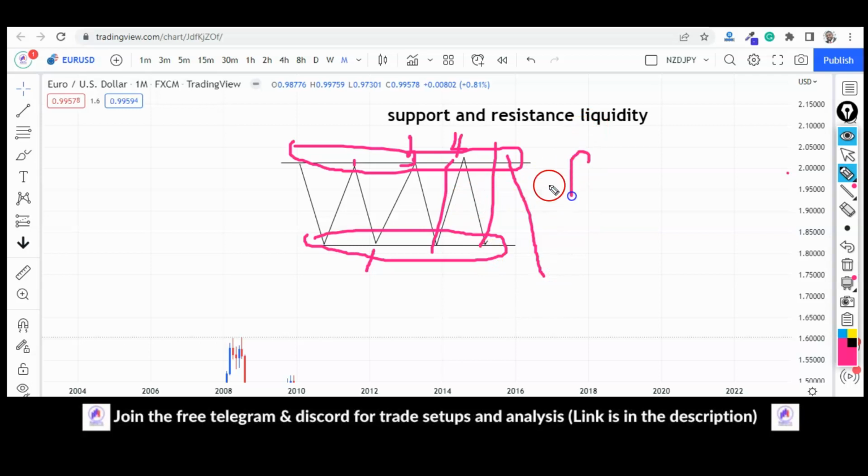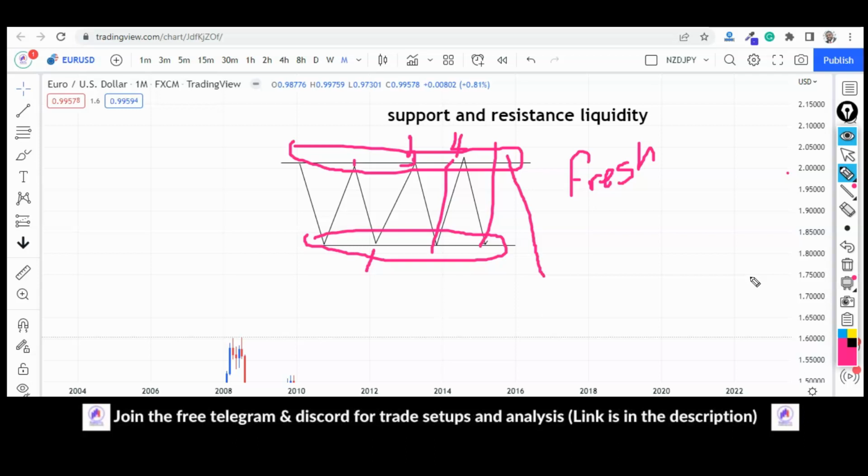Now this is a fallacy, okay? It makes you lose money. What I want you to do is this instead. A support and resistance zone that you should be trading is a fresh support and resistance zone, meaning zones that have not been tested at all. This is what you should be doing.